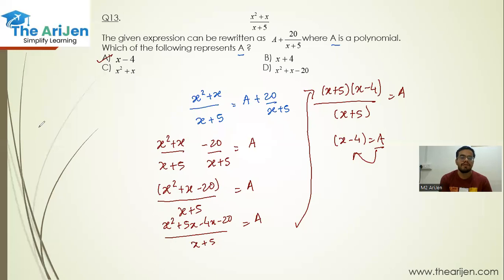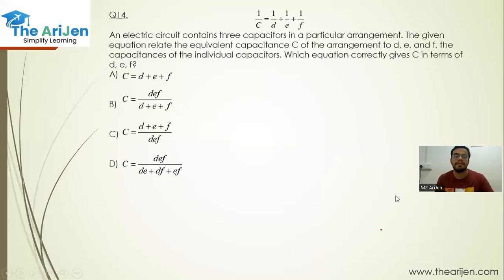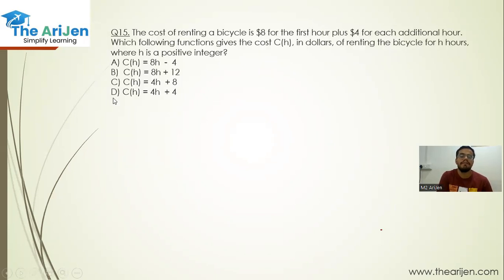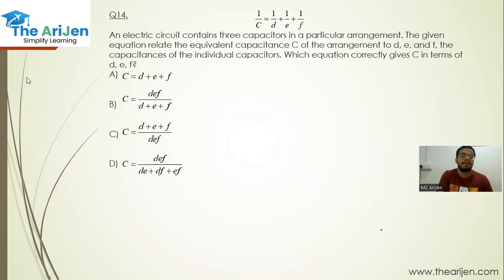Let's now move forward and have a look at some more questions. Yes. The next question we have is 1 by c is equal to 1 by d plus 1 by e plus 1 by f. I hope you have read about resistances in series and parallel. So it is about capacitance, right? So the equivalent capacitance is 1 by d plus 1 by e plus 1 by f.